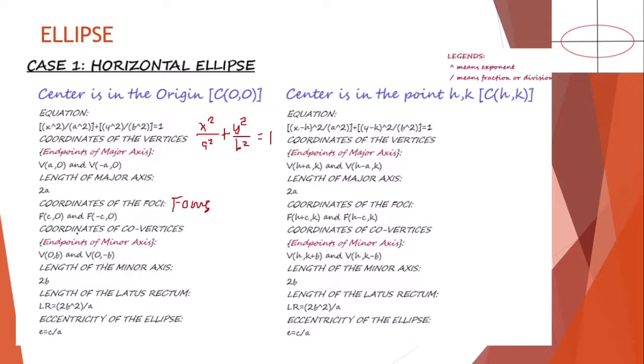Next, the coordinates of the co-vertices, the endpoints of the minor axis: (0, b) and (0, negative b). The length of the minor axis is 2b. The length of the latus rectum, we write LR. I will rewrite these to avoid confusion. Next, the eccentricity of the ellipse: e is equal to c over a.